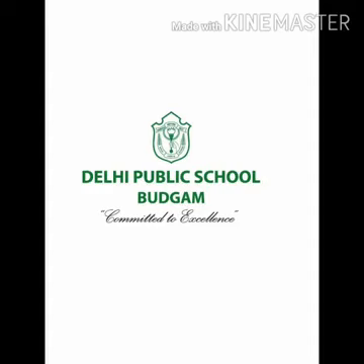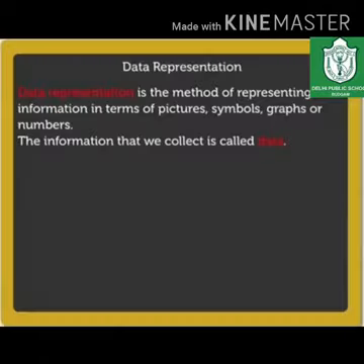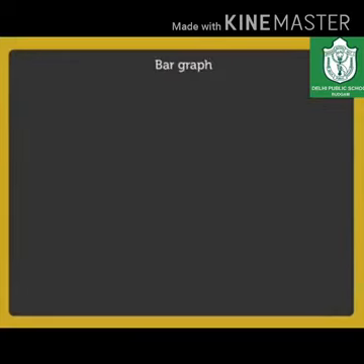Today, we will learn about data representation. What is data representation? Data representation is the method of representing information in terms of pictures, symbols, graphs, or numbers. The information that we collect is called data. Data can be represented in different forms like pictographs and bar graphs. Today we will learn about bar graphs.